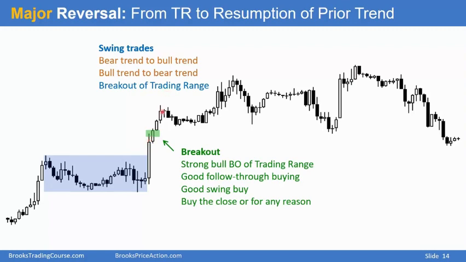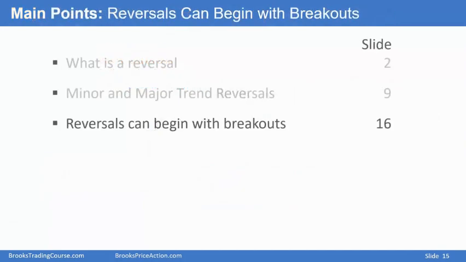measured move up and 2 legs up. First leg, pullback, second leg. We got a third leg up as well. Almost all reversals begin with breakouts, although the breakouts are not always obvious. Sometimes they're small.